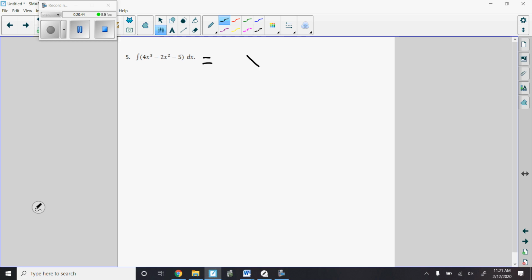So for the first one, I'm going to bump the power up by 1 to 4. And I'm going to divide my coefficient of 4 by my new exponent of 4. 4 divided by 4 is 1, so I'm just going to leave it as x to the 4th. Okay. I'm going to bump the power up to 3 and divide by 3. So I'm going to get negative 2/3 x cubed. And then when I have a constant, I'm going to multiply in that x.